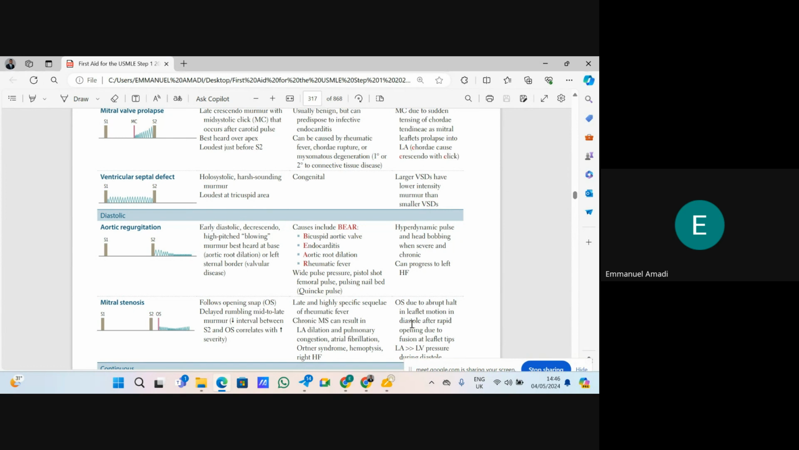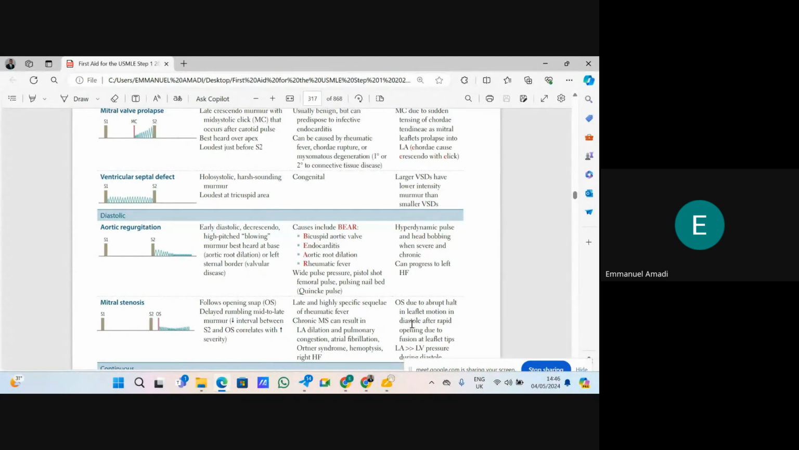But if this regurgitation is due to aortic root dilatation, you will hear it at the aortic area. That is where you will hear it, which is definitely the right upper sternal border. Please note what I have said. Where you hear the aortic regurgitation is dependent on what is causing the problem. If it is a problem with that valve, you hear it in our normal location, which is the left sternal border. If it is definitely a problem with root dilatation, you hear it at the base of the heart, which is definitely that aortic area.